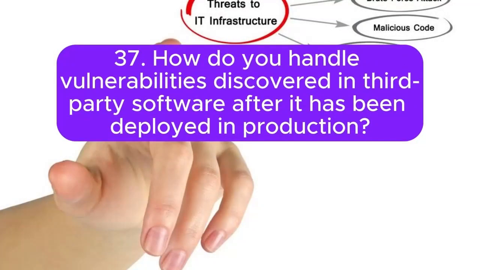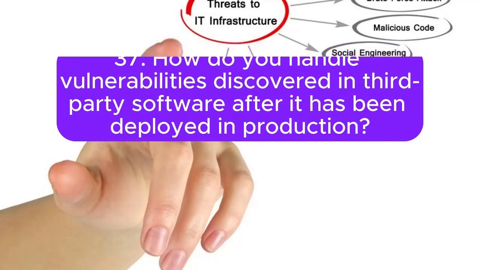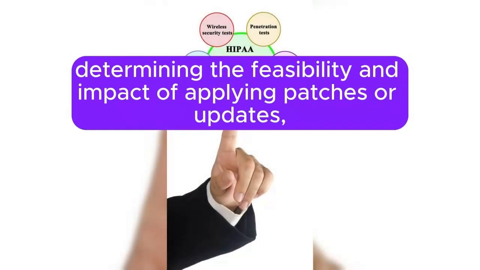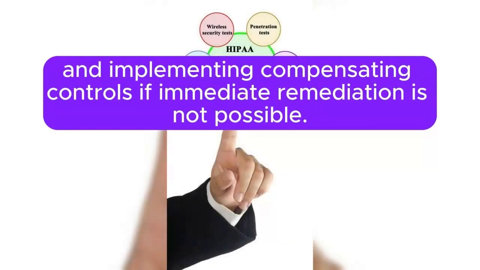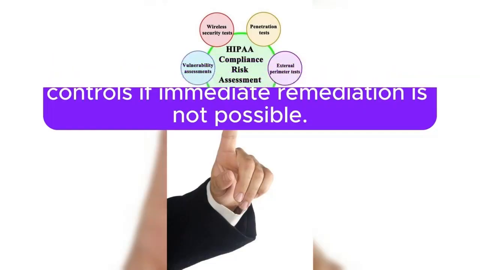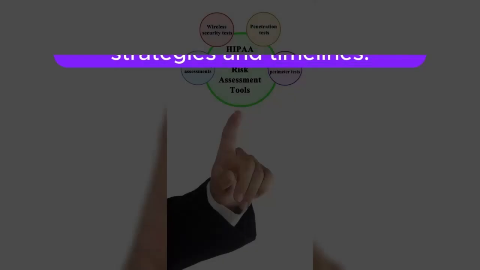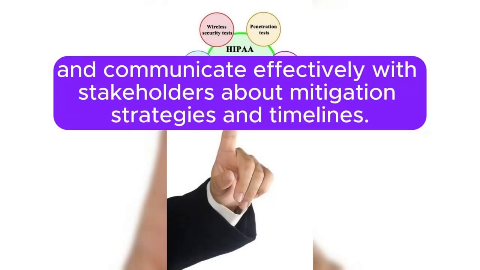37. How do you handle vulnerabilities discovered in third-party software after it has been deployed in production? Answer: Handling vulnerabilities in third-party software post-deployment involves assessing the risk posed by the vulnerability, determining the feasibility and impact of applying patches or updates, and implementing compensating controls if immediate remediation is not possible. I also work closely with vendors to expedite the release of patches and communicate effectively with stakeholders about mitigation strategies and timelines.